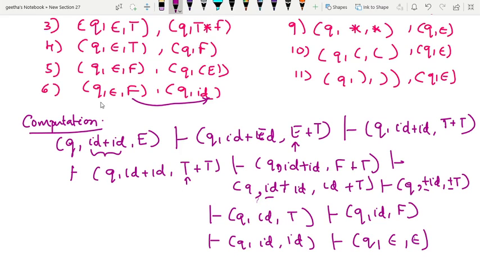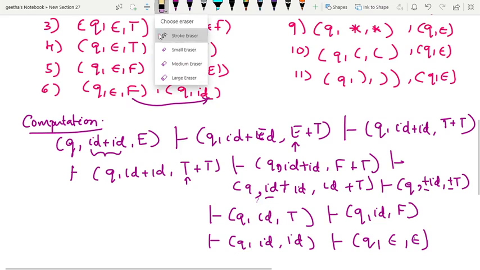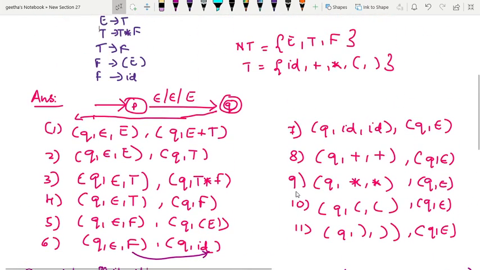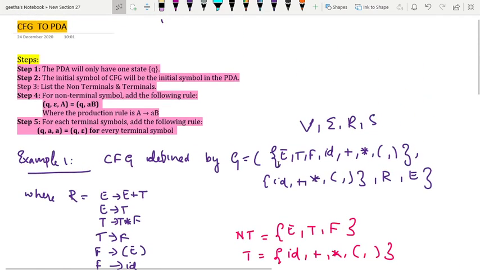So this is how the computation will be done. We can do it on any input, id plus id. Computation on input id comma id is also done. This is the CFG to PDA conversion, and these are the rules I have followed. You can observe here q comma epsilon a will be replaced by ab. This is how the non-terminal symbol will be replaced, and for each non-terminal symbol you can write the rule.